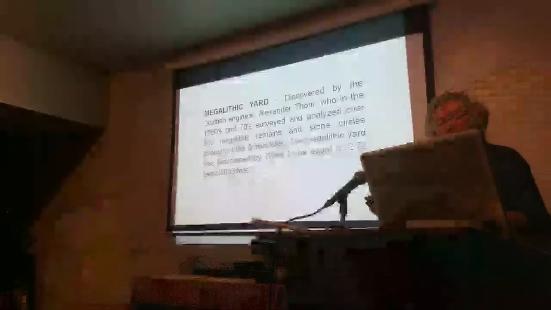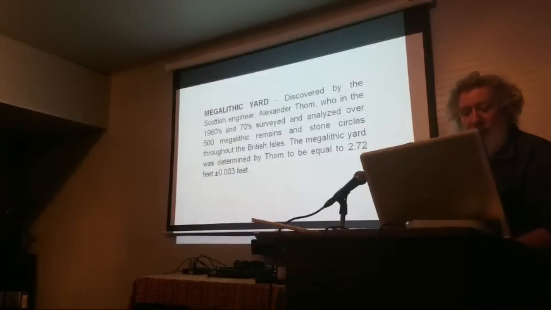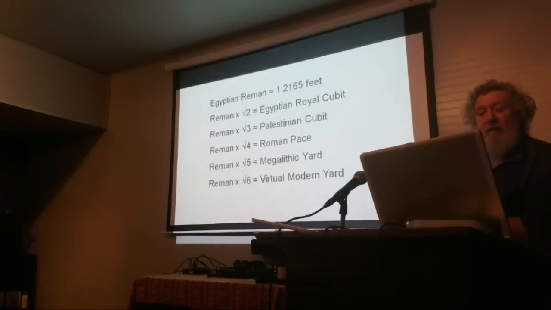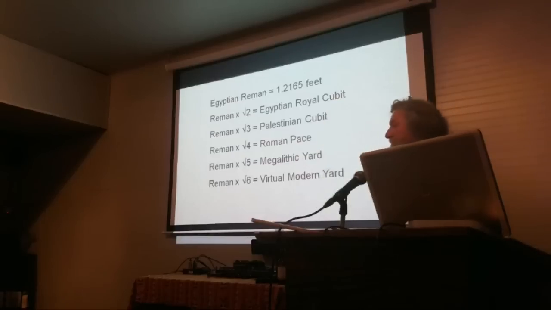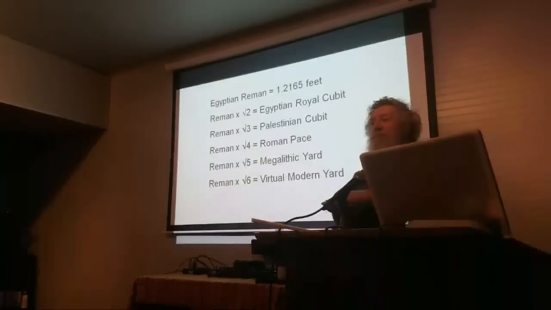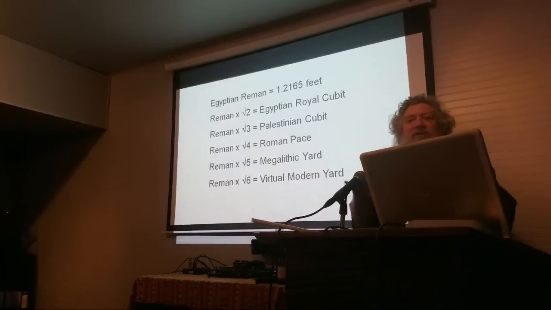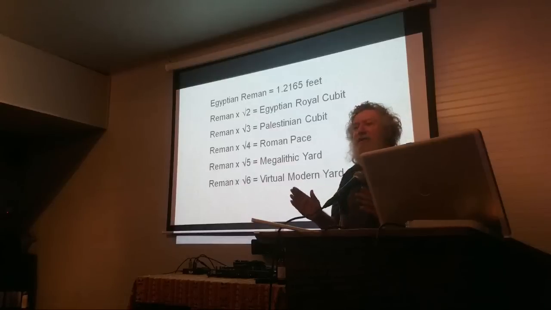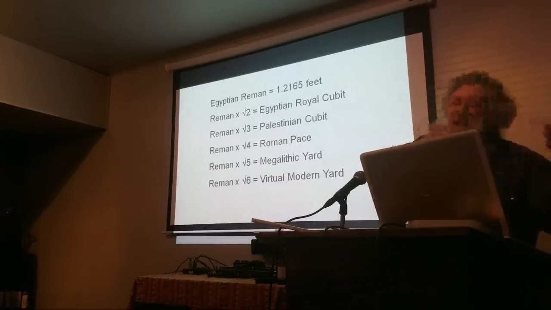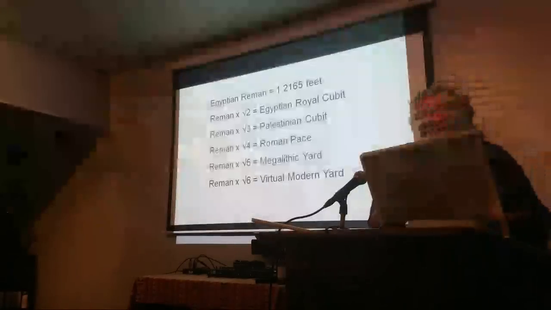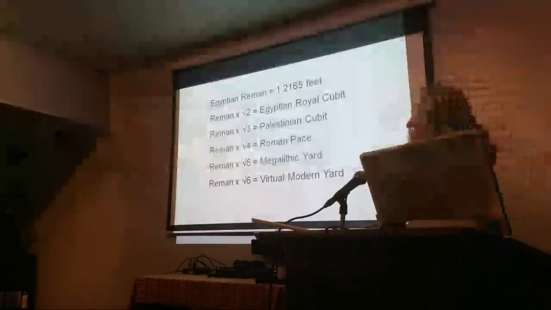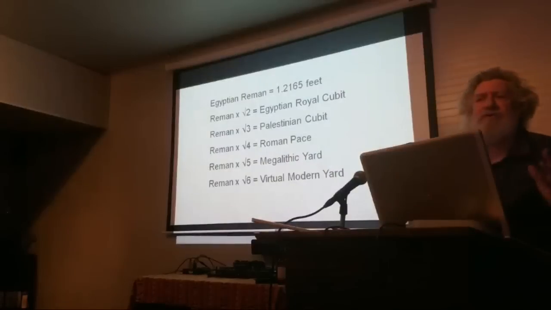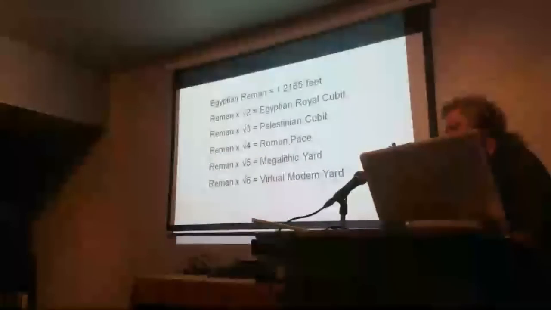The megalithic yard was determined by Thom to be equal to 2.7 feet. Well, guess what? Here is the sequence. The megalithic yard is the Remen times the square root of 5. So as the ancient Britons, 4,000, 5,000 years ago, are laying out all these standing stone circles, they're using a unit of measurement that is harmonically related to what the Egyptians were building with. You see? Coincidence? And then, of course, the Remen times 6 is almost our modern yard of 3 feet. It's a little bit off.